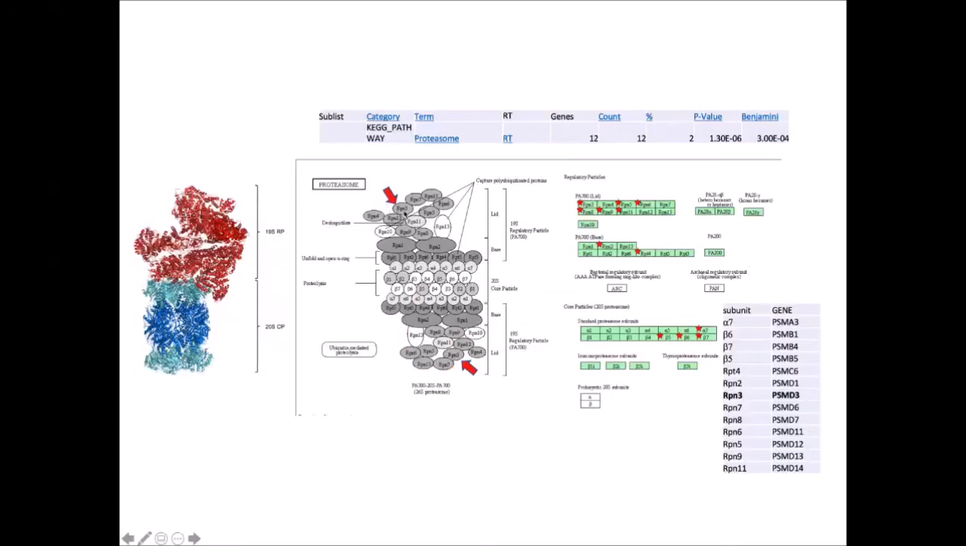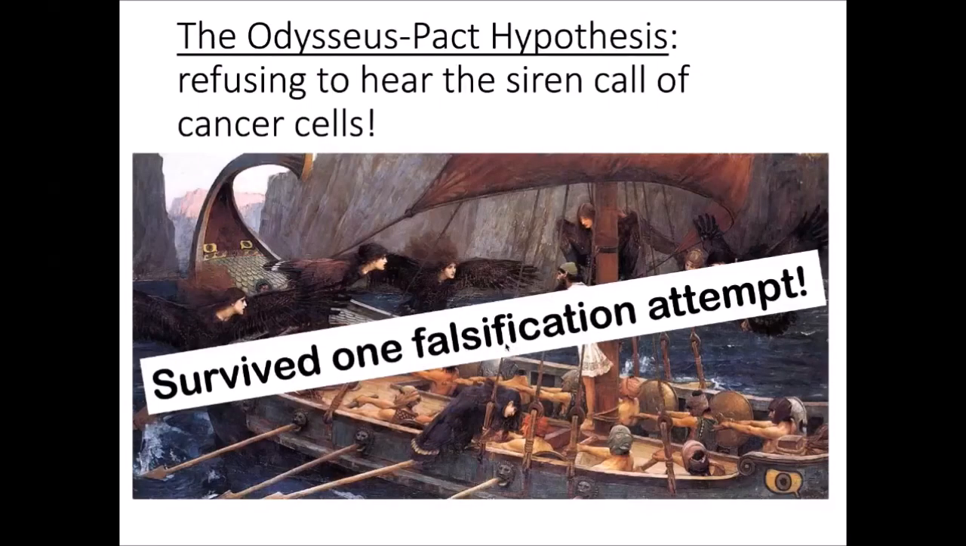So far the probably most causally important gene is probably PSMD3, which produces a protein that's called RPN3 here in the regulatory lid, and it's plausible that this protein plays a role in specifically processing the specific proteins that are necessary for the activation of signaling pathways. So, of course, a lot of work still needs to be done, but what I can say is that this hypothesis of the Odysseus pact among fibroblasts has survived one falsification attempt.